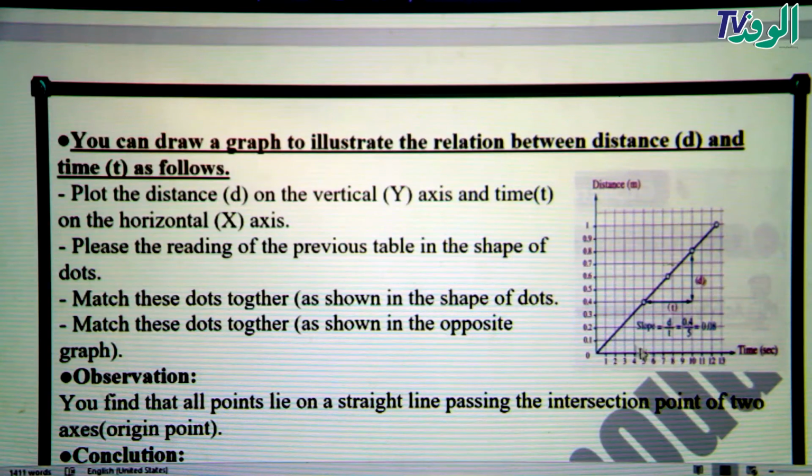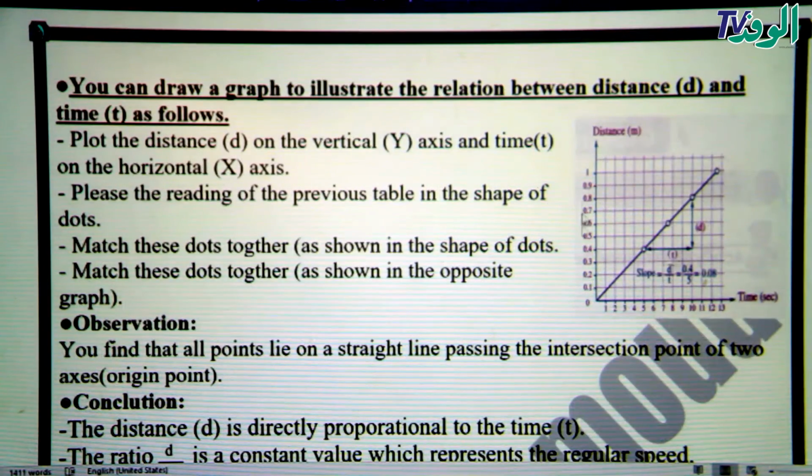The graph is named according to what? According to its x and y, horizontal and vertical. So if I give you this graph, could you name it? Yes. It's a distance time graph. Why? Because the distance is on the y-axis and on the x-axis is the time. So it's called a distance time graph.